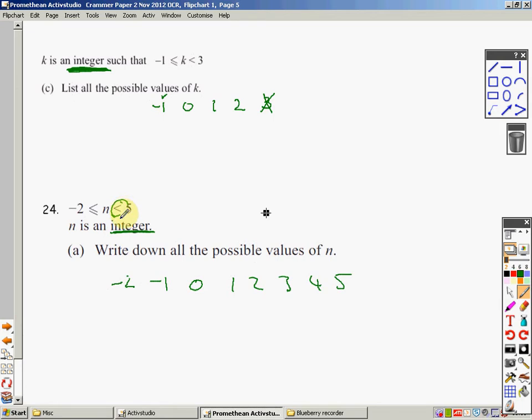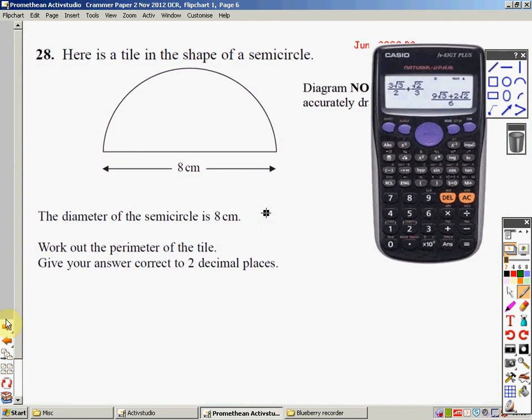n has got to be less than 5, so I can't have that end. n can be equal to minus 2, so I can have this end. That's my answers there. You might want to do it in pencil and rub it out. We'll just do that, make it really clear. Inequality's done. Right, here we go.